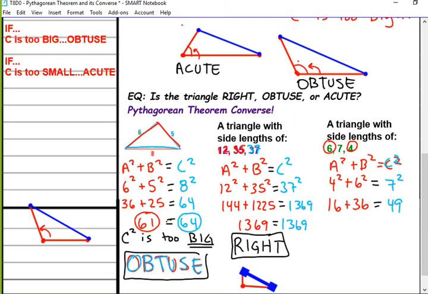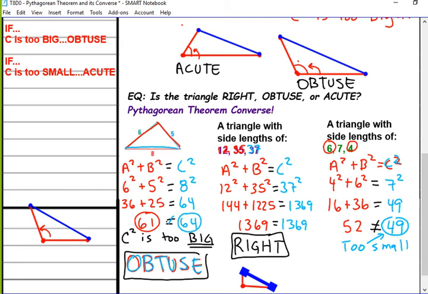Okay, in the same way that wasn't equal there either. So 49, it should be 52, but it's only 49. Okay, so that's going to be too small. If it's too small, that means it's going to be acute.